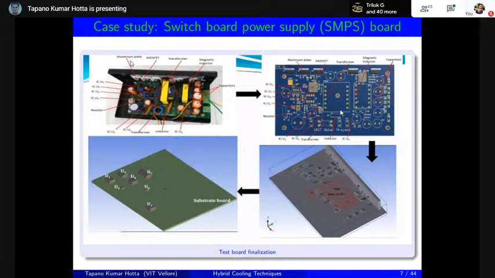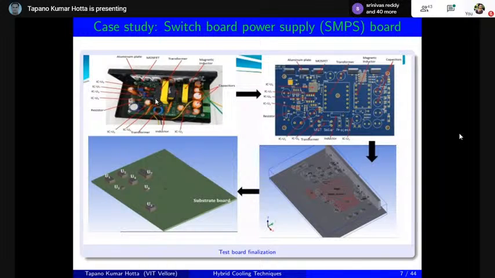You can see there are aluminum fins. There is a MOSFET, a transformer, an inductor, a capacitor, a resistor, and IC chips. So many elements are mounted, so this is basically a complex structure. But with this complex structure, it is very, very difficult to carry out experiments or numerical simulation.